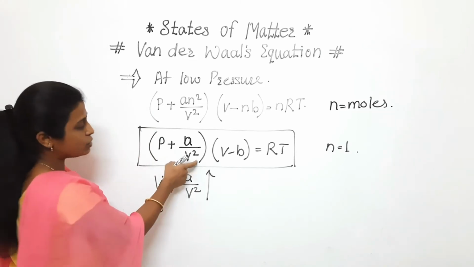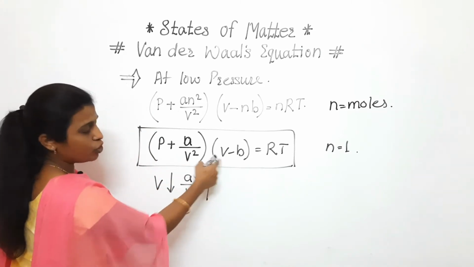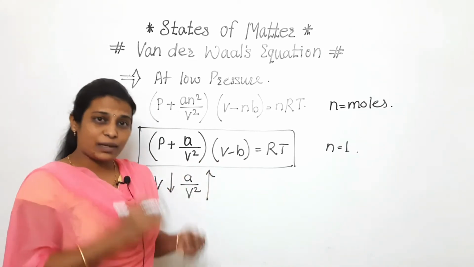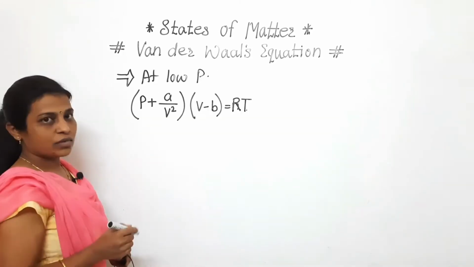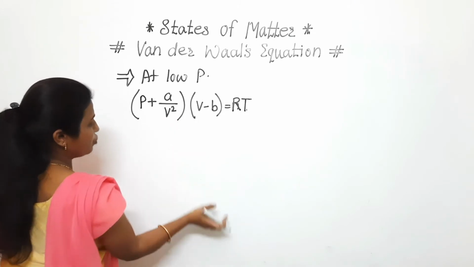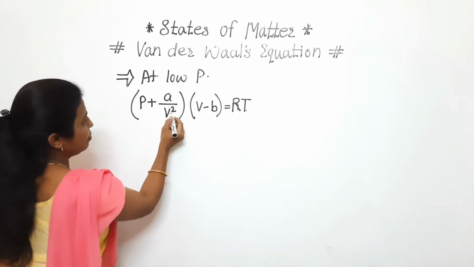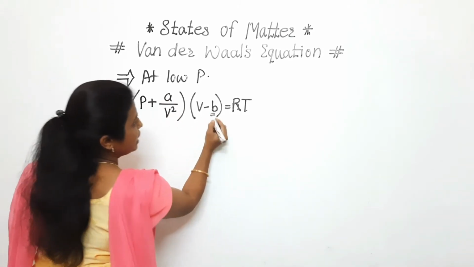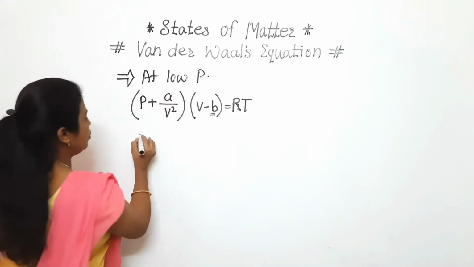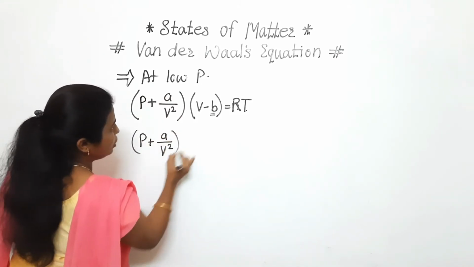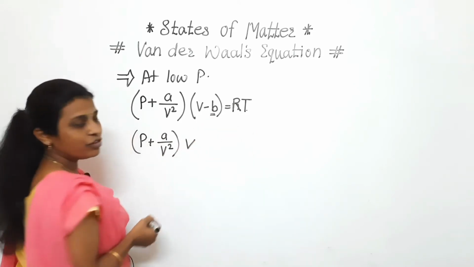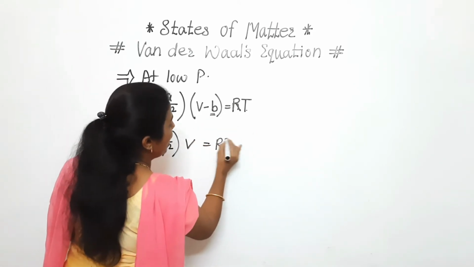This is about this bracket. What about this one? Volume decreases, but it is not that small that we can neglect. But this term is neglected. So as we got the information from the previous one, what is that? A by V square increases. B is neglected at low pressure. So (P + A by V square) into (V, with B neglected, so only V will remain) is equal to RT.